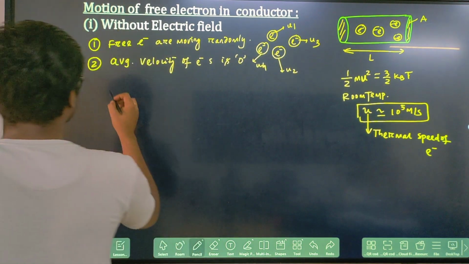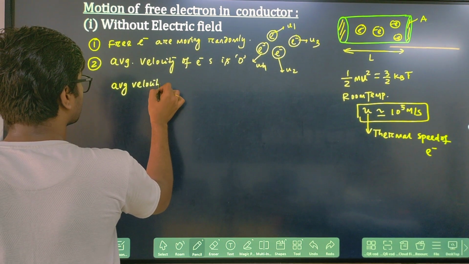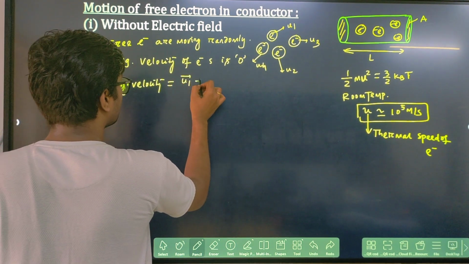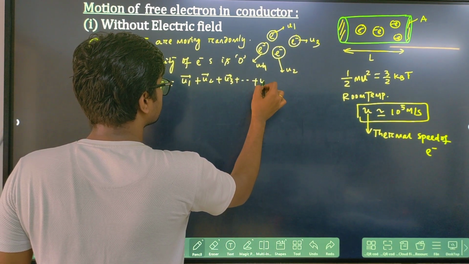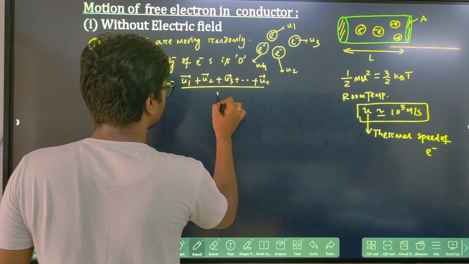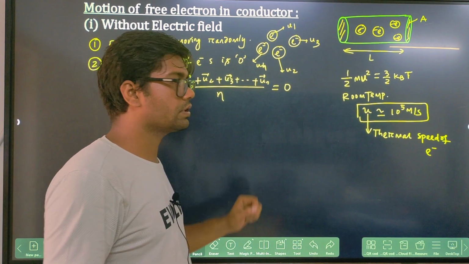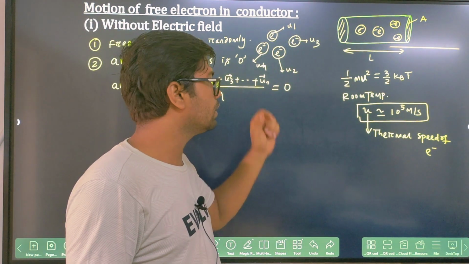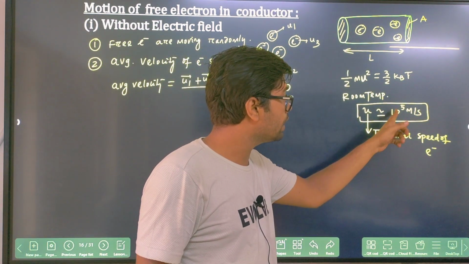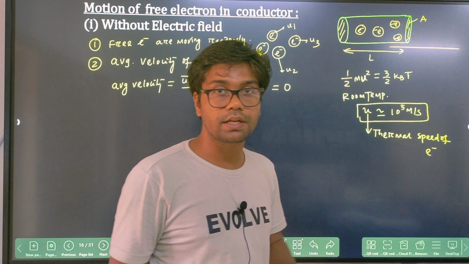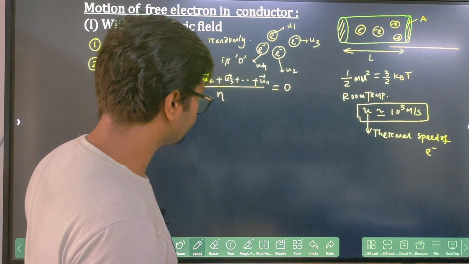So I can say that the average velocity is equal to u1 plus u2 plus u3 plus up to un, divided by n, and that is equal to 0. So if you take all these electrons, the average velocity of the electrons will be 0, while each electron is moving with 10 to the power 5 meter per second speed, right? It's a very huge speed.